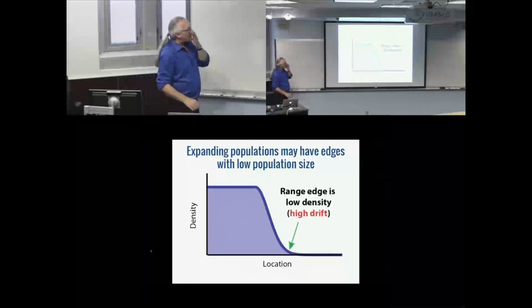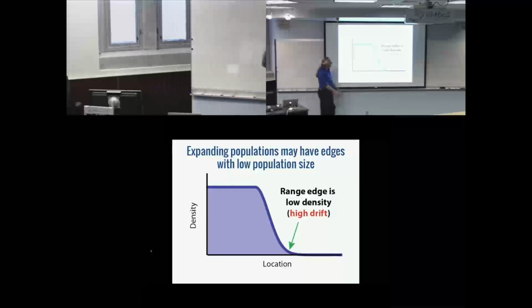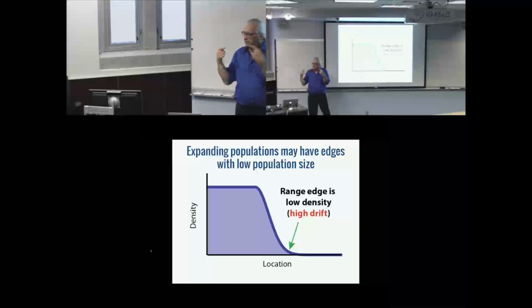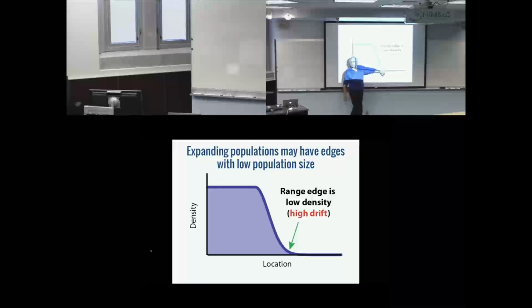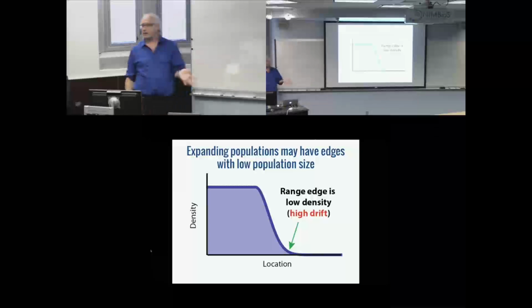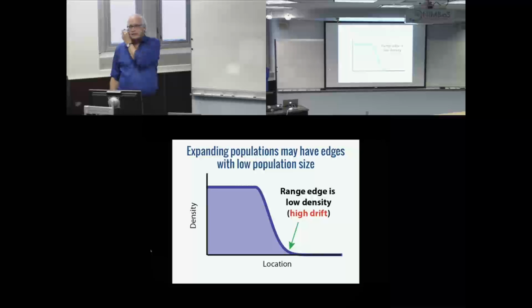Okay, now these expanding populations have edges, and they have unusual features. The edges have two features that distinguish them from the rest of the population and make them particularly important, and these two facts collide to create expansion load. One of those things is that the edge probably has a low density. There are just individuals that recently got there. It hasn't had time to expand to full density. If it had, the range edge would be further along. So there's low density. That means there's a high potential for genetic drift locally in those populations.